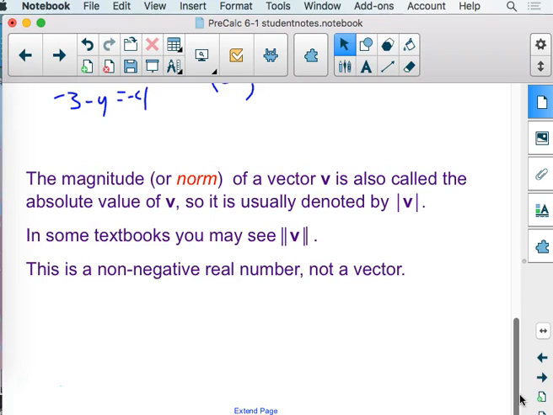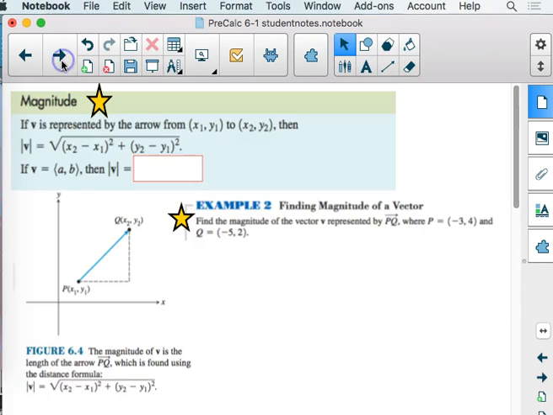And it says it's usually denoted by, and I'm going to tell you, that's not the way you're going to see it in college. It's double bars. That's what we do with vectors and matrices in college. We use the double bars so that people aren't distracted by the fact that, hey, that looks like absolute value. Because it's not absolute value. It's magnitude. So the double lines. It's a non-negative real number, because it's distance, and it's not a vector. It's, hey, it's this long. That's the magnitude, the length.